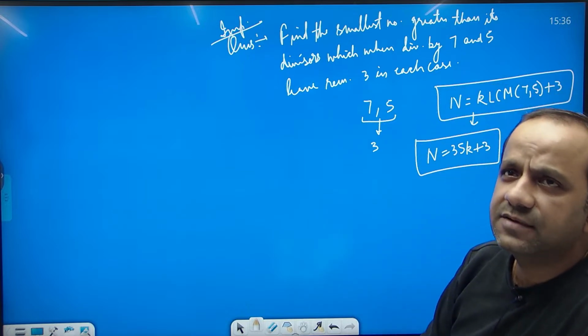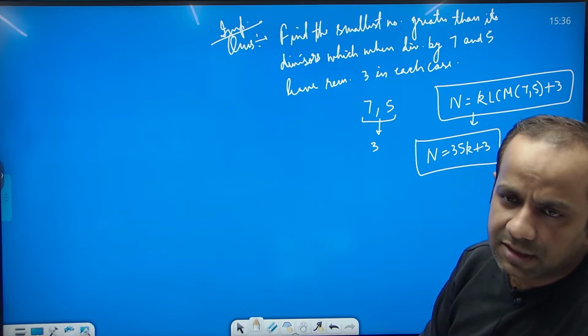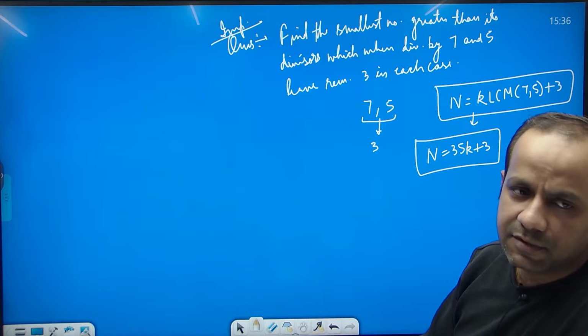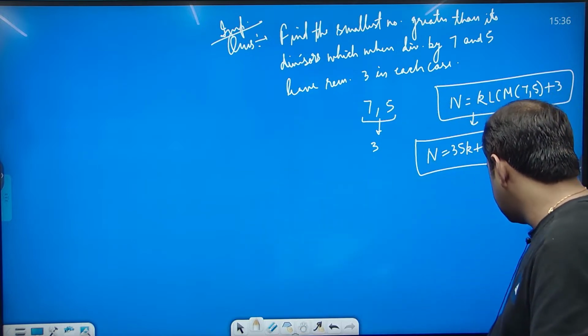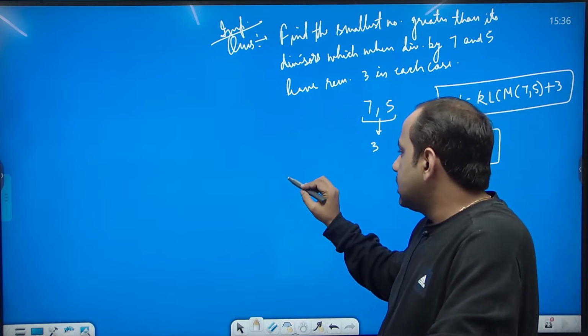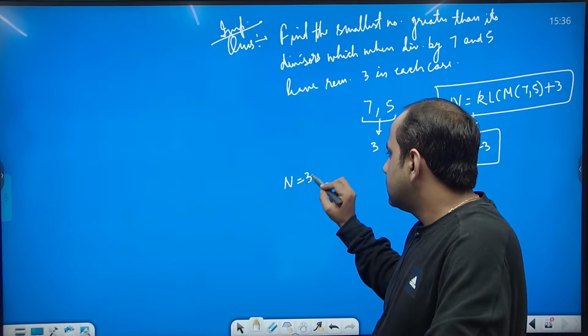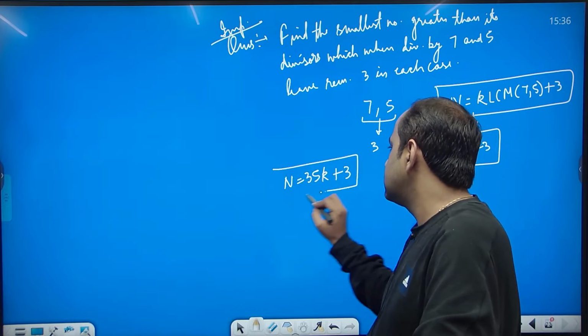We have written that HCF is always a multiple of LCM. I had you write that, but it should be LCM is a multiple of HCF. If you have written that, you can just make the correction here. So whenever you get this type of question, the number is LCM of 5 and 7 plus remainder: 35k plus 3.